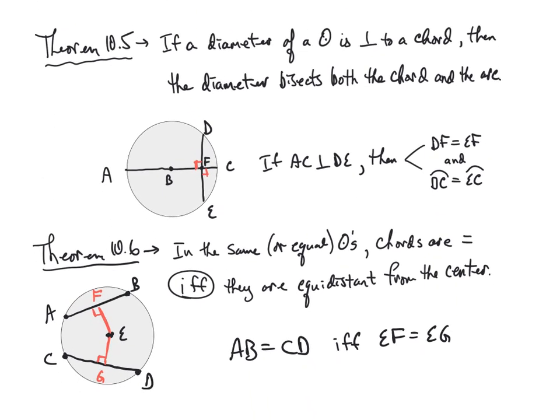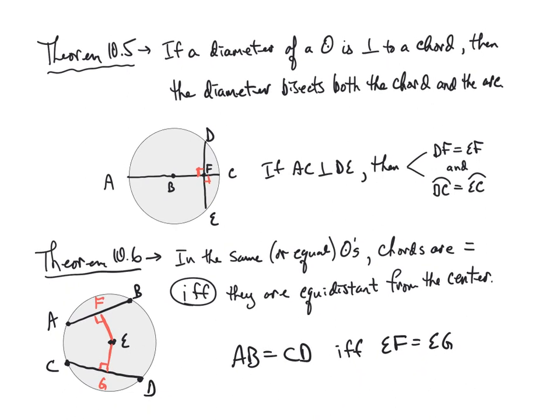All right, the next 2 theorems, numbers 10.5 and 10.6. Here we go. 10.5 says if a diameter of a circle is perpendicular to a chord, then the diameter bisects both the chord and the arc. So what we're starting with is a diameter being perpendicular to a chord. So in my diagram, the diameter is AC. Because it passes through the center, it's a diameter. And then you can see in my picture that that is perpendicular to the chord DE.